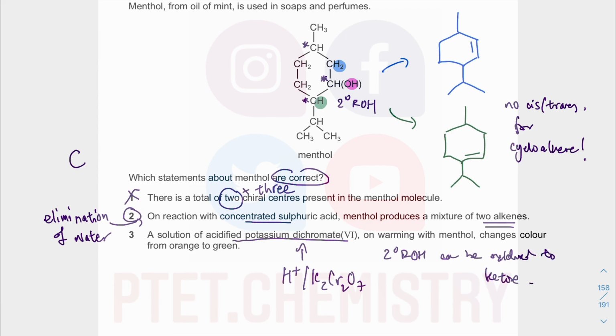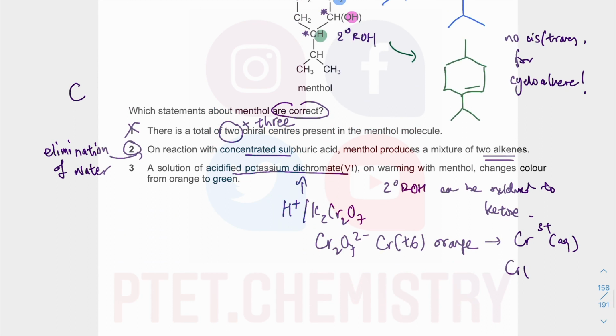If you oxidize it with this orange colored dichromate, which is chromium plus 6, it will go to chromium plus 3 aqueous, and there is a green colored solution. So that is indeed correct because you can oxidize secondary alcohol.